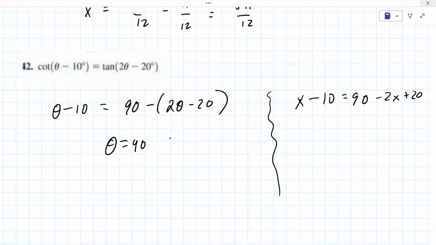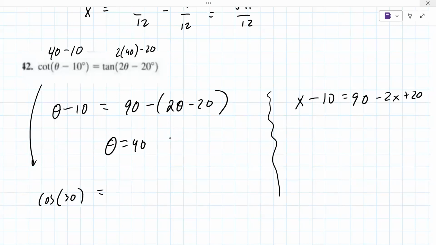And then your check is if you put it back in, 40 minus 10, 2 times 40 minus 20. So that becomes cotangent of 30 equals tangent of 60. Is that true? Yeah, it is. Cotangent, sorry, not cosine. These add up to 90. Good.